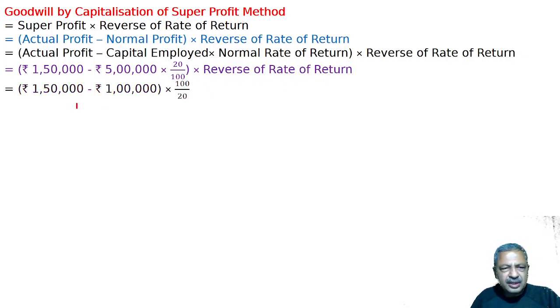So normal calculation karo, that is 50,000 into 100 by 20. Here 2,50,000 is the goodwill of the firm. Super profit ko capitalize kar diya.